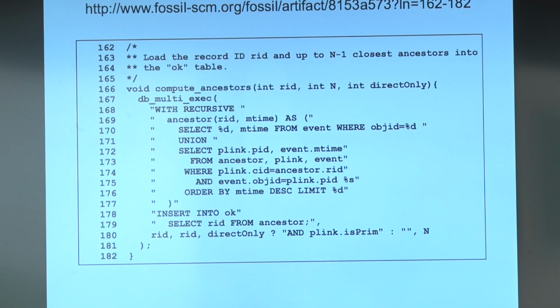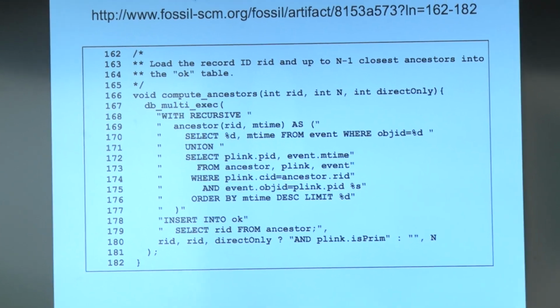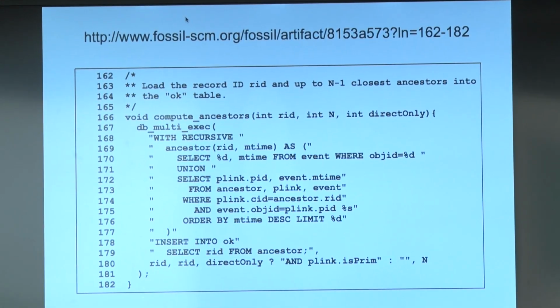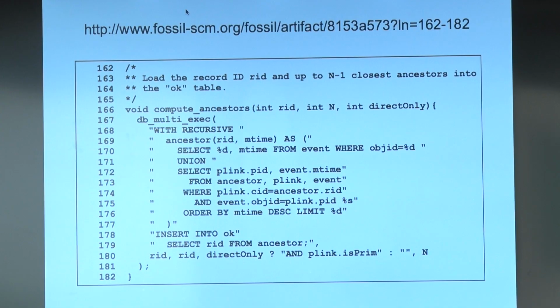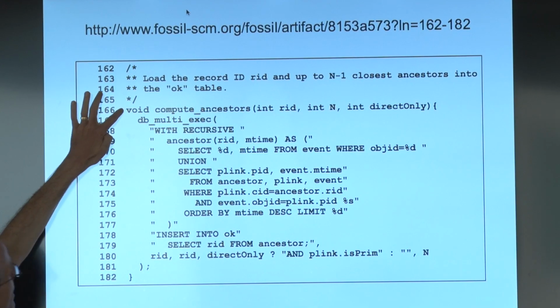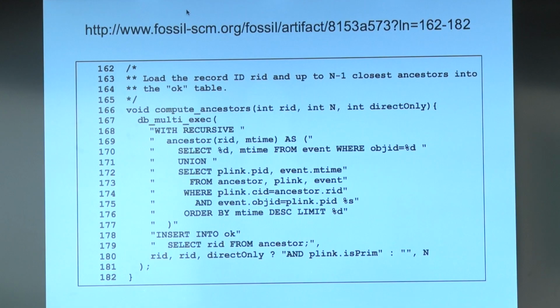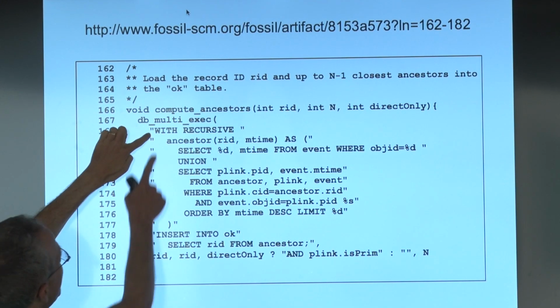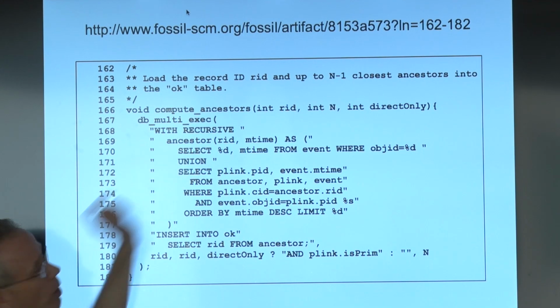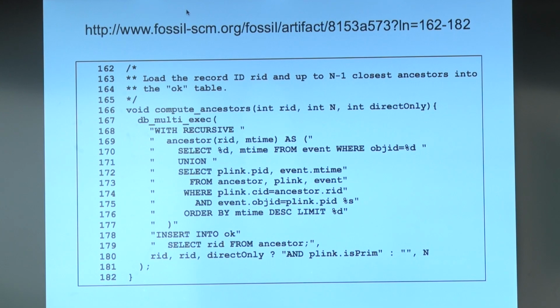I won't walk you through the details. This is a procedure for finding all of the ancestors of a check-in using a data structure similar to that. The schema is a little different. The things to note here are that really this procedure consists of a single function call to something that's going to run a bunch of SQL. And this SQL is a single SQL statement. It's using a recursive common table expression to walk through that tree and find the first n-1 ancestors.